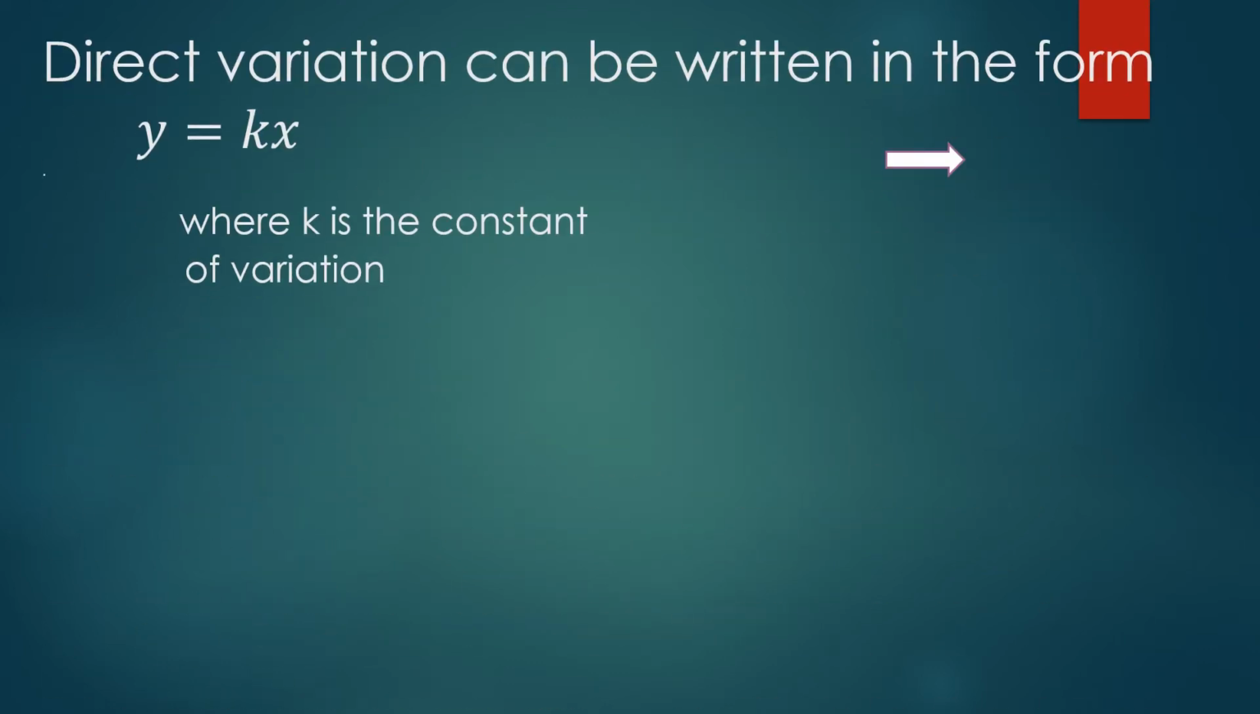Direct variation can be written in the form of y equals kx. So ganito lang ang pagsulat or paggawa ng formula sa direct variation. Again, itong y at saka itong x representation lang yan siya. Okay, where k is the constant of variation. So, okay, constant of variation. Since nasa direct variation tayo, ang ibig sabihin ng k dyan is ratio.